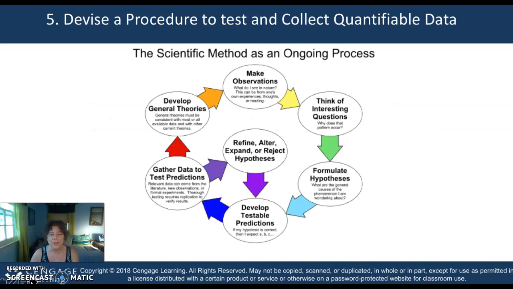Again, what we're up to is we're up to this section of the circle, gathering data to predict the predictions, to test the predictions. And we're coming past this area because we had designed our variables. Now we're getting ready to test them. We're putting ourselves into that mindset to test them.